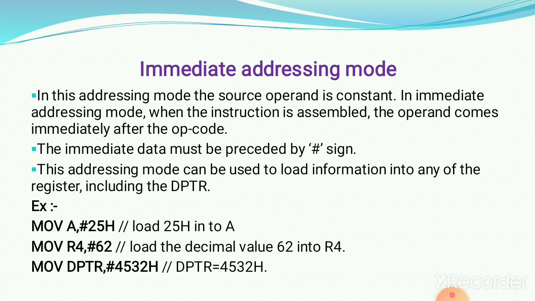Next one is MOV R4, #62. In this case, load the decimal value 62 into register R4. Next one is MOV DPTR, #4532H. This instruction loads DPTR with the immediate number 4532H.